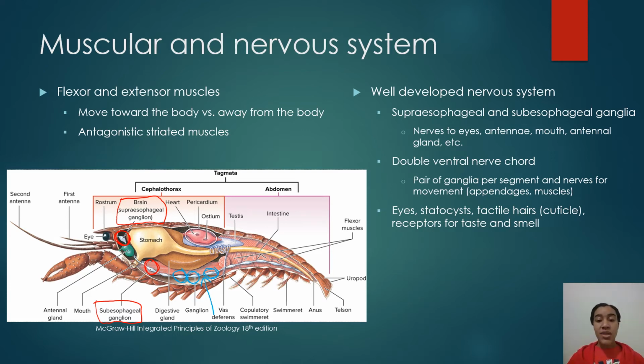In addition to all of this nervous tissue, crustaceans also have a variety of other organs that they can use to sense their environment. They have well-developed eyes, statocysts, tactile hairs on their cuticle to sense changes in the water and in their environment, as well as receptors for taste and smell.